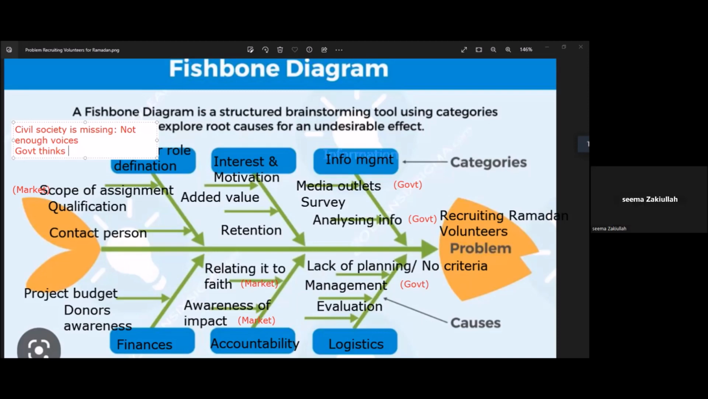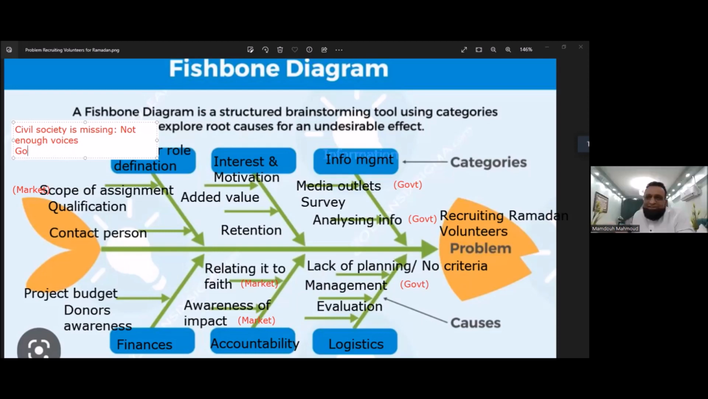So now, please resist the temptation of seeing this as a solution. I want you to resist because we're still working on the problem, right? I know you said, all right, that's our chance. Okay, Sister, let's go do civil society, and, no, don't do that. We're just now saying that the civil society is missing. There are not enough voices.